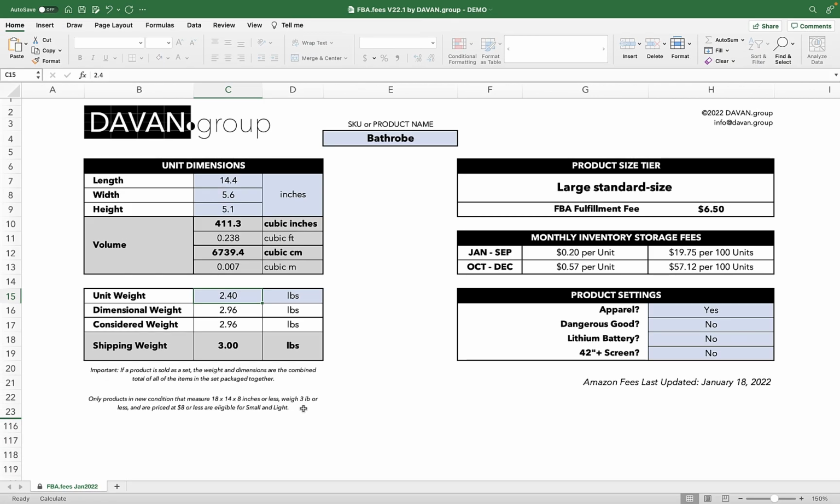And that's it. Very simple sheet, but one of my favorites to play around with those unit dimensions to see how much we can save just with a fraction of an inch.